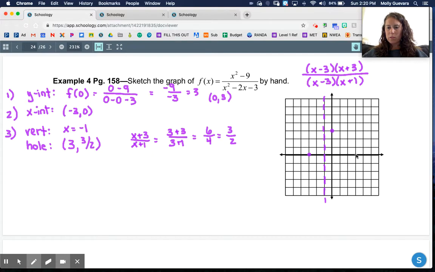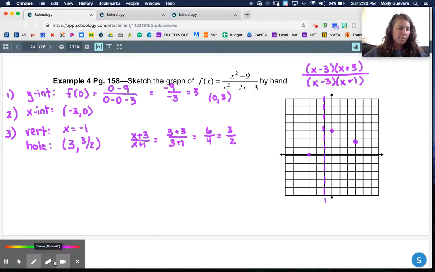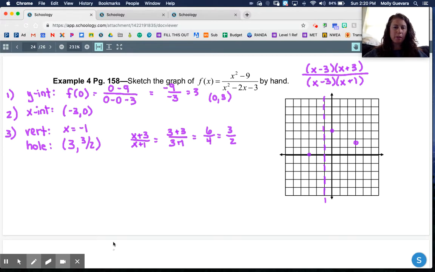So 1, 2, 3, right here. That's an open circle. And you draw it as an open circle because we know that there is no value there. Yeah, there you go. Okay.